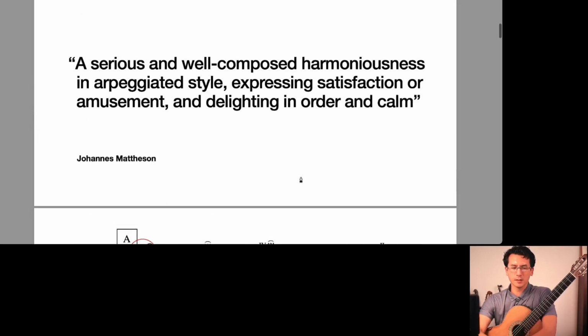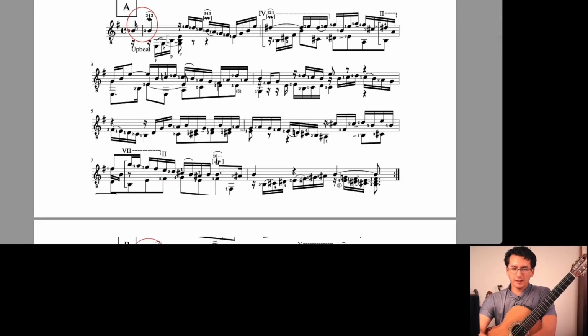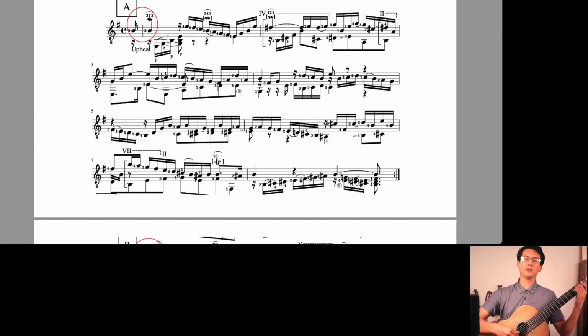So with that said, I will now play the Allemande for you. Okay, you're probably familiar with it. It's a pretty popular Bach piece. Here we go.